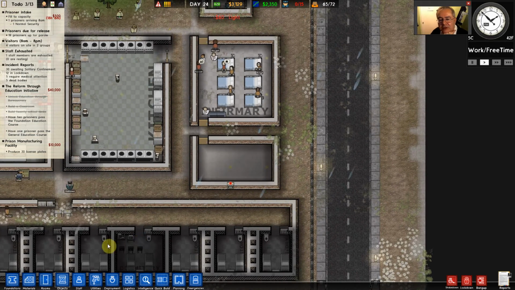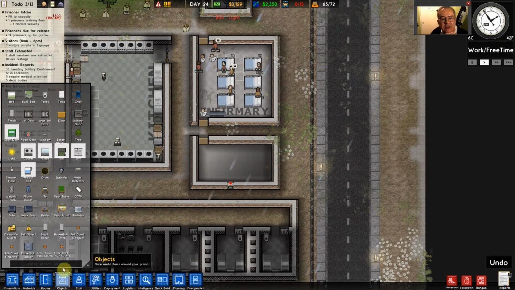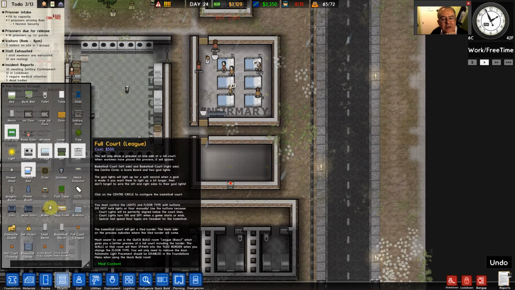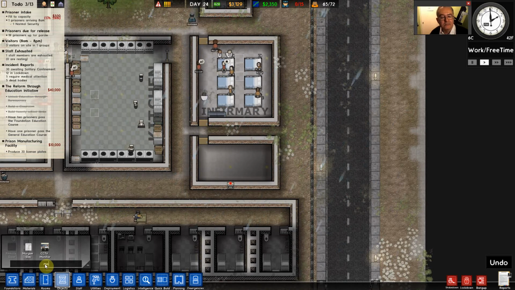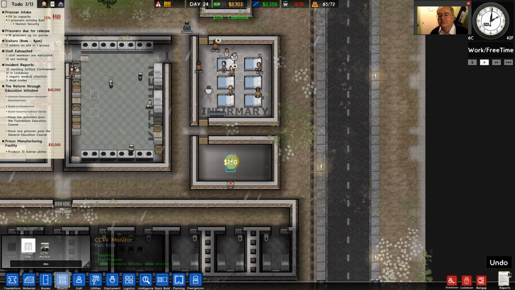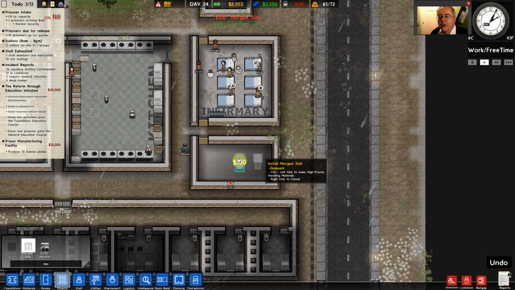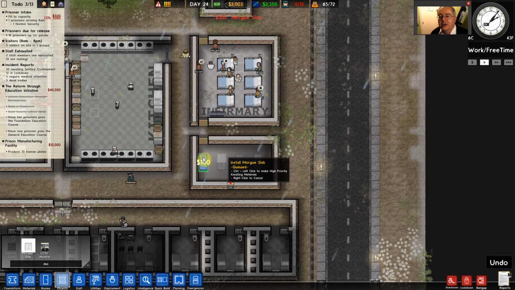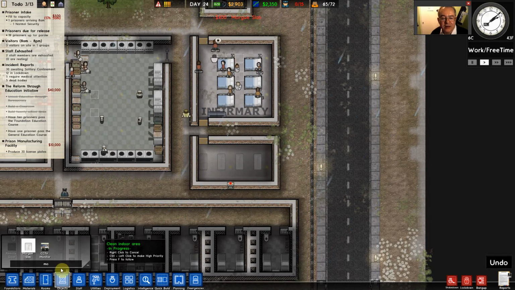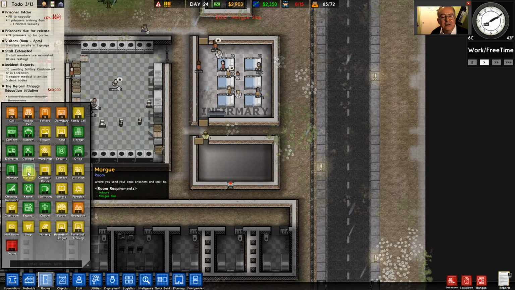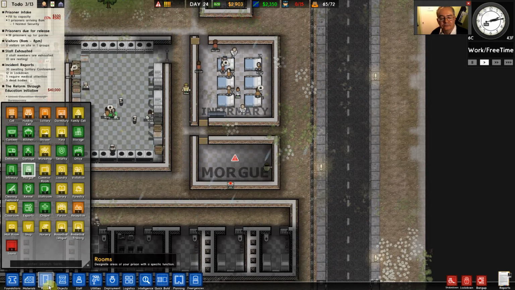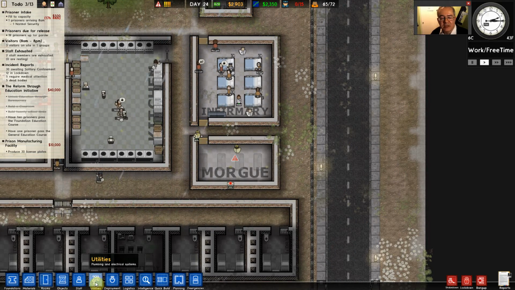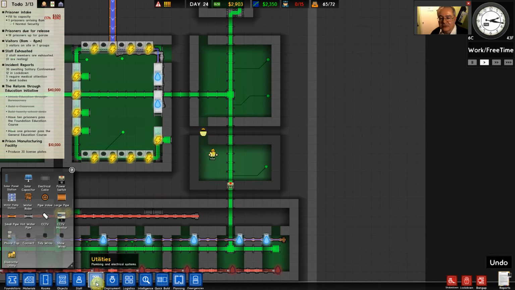Oh, here we go. Right, now. Object, morgue slab. Here it is. 1, 2, 3, 4, because I've got about 4 dead bodies. Here it is. I suppose I should supply some... Oh, it's got electricity, that's good. Okay.